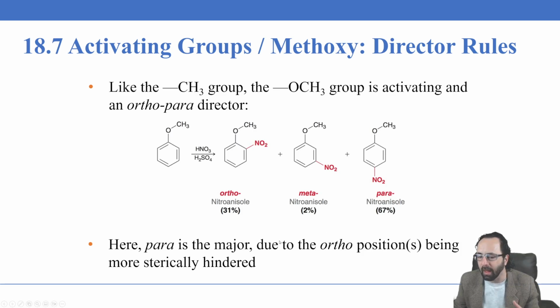Now you can see that in terms of the relative amounts of the ortho and the para, in the case of the methoxy, which is a little bit larger group, you do have some steric hindrance for the nucleophilic attack at the ortho position compared to if you just had a methyl group, due to its larger size. And so we get a preference towards the installation of the nitro group at the para position rather than the ortho position, as we saw with toluene.